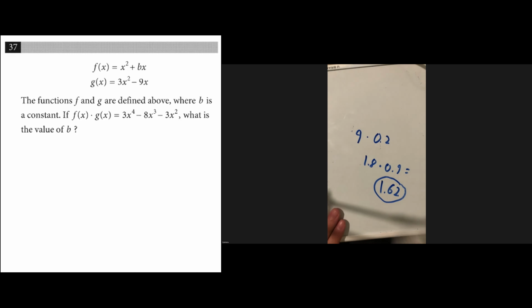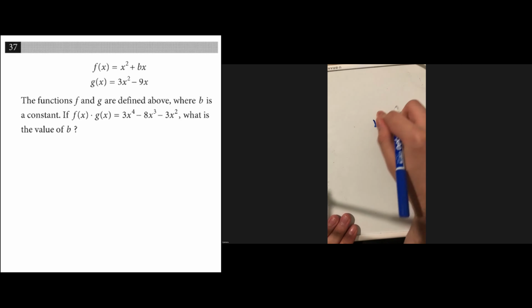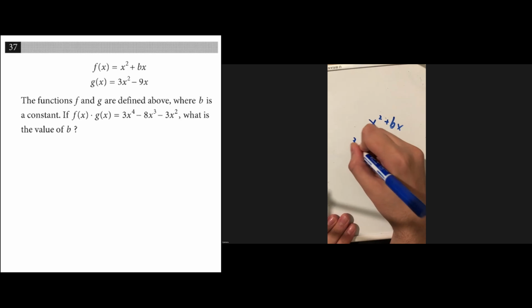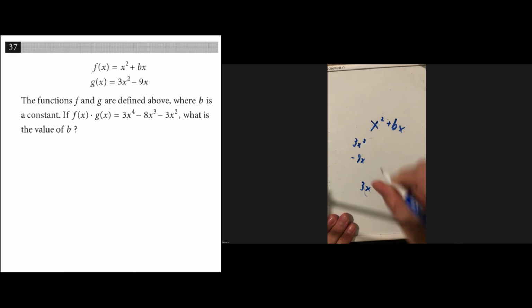Okay, so for this question, we're given two functions, and we're given x squared plus bx. We're told that this function times the other function, g of x, which is 3x squared minus 9x, is equal to 3x to the fourth minus 8x to the third minus 3x squared. And so we just have to figure out what is the value of b.